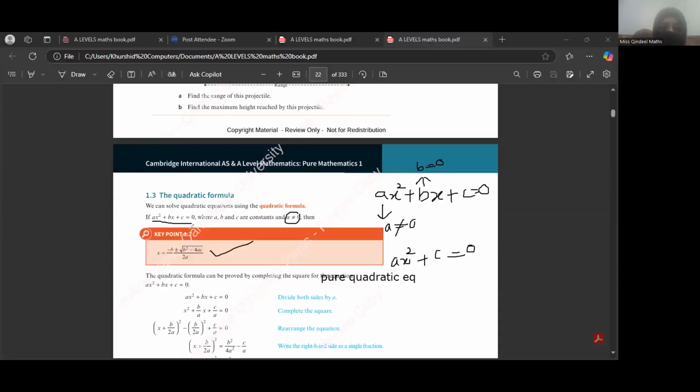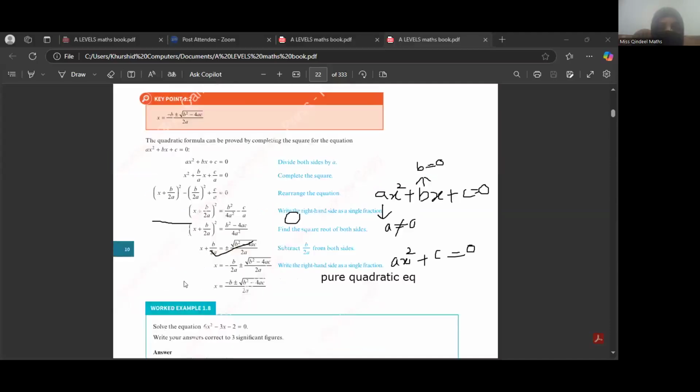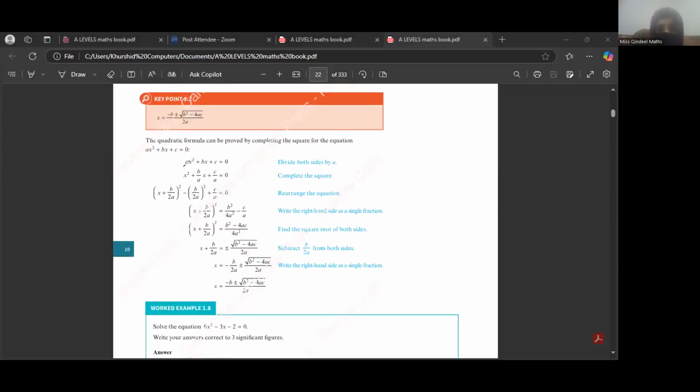So how did we get this formula? From where do we derive it? If we apply the completing square method to this quadratic equation, then we find this general formula, x = (-b ± √(b² - 4ac)) / 2a. So let's go with how we are going to derive this formula. Here we have the quadratic equation, ax² + bx + c = 0.